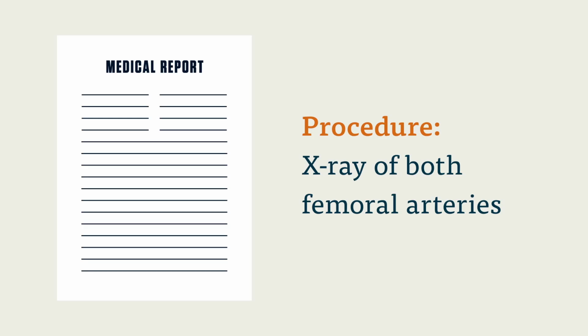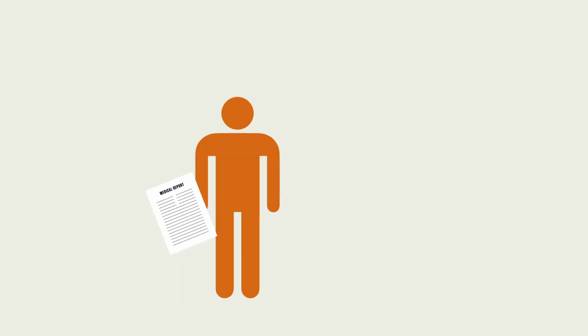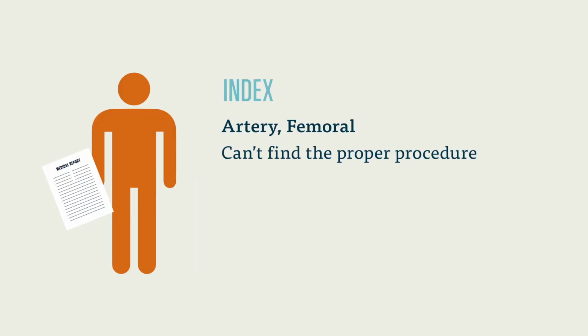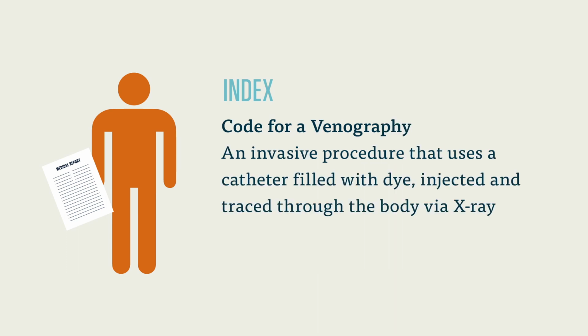Let's close this course with a quick example of a coder using the index the right way. A patient receives an X-ray of both their femoral arteries. The medical report is passed to the coder. The coder knows this is a radiology code, but isn't sure which procedure to code. She turns to the index and finds artery, femoral, but can't find the proper procedure. The coder is looking for the code for venography, which is an invasive procedure that uses a catheter filled with dye, which is injected and traced through the body via X-ray.